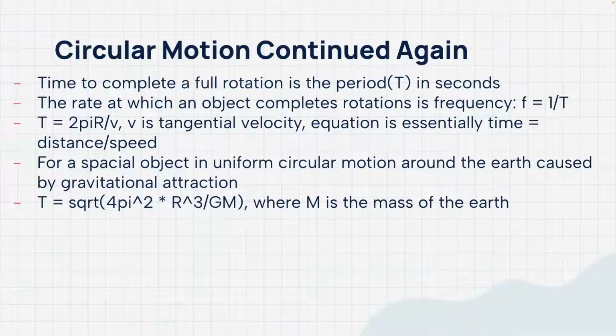For a spatial object in uniform circular motion, it's always going to be caused by gravitational attraction. That means the period is equal to the square root of 4 pi squared times r cubed divided by big G multiplied by big M, where M is the mass of the Earth or the mass of the thing that's being orbited. So like, let's say a satellite's orbiting Earth, M is the mass of the Earth.